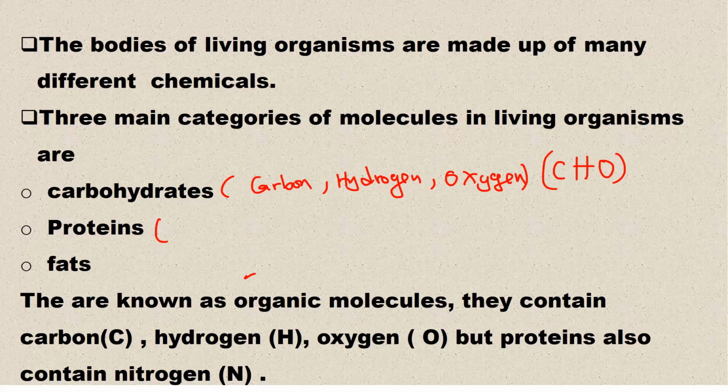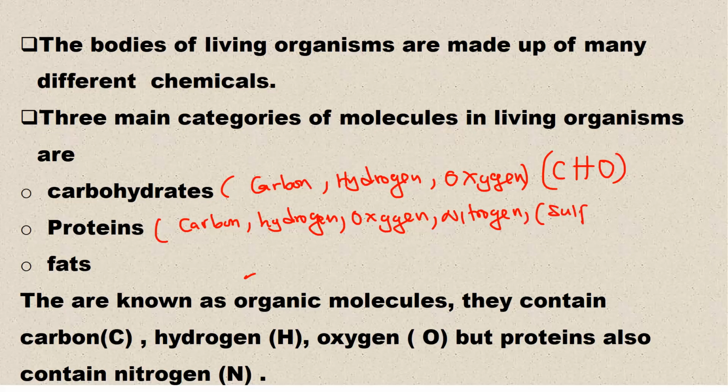Now for protein, it's made up of carbon and hydrogen. You also find oxygen. But in addition to that, proteins have nitrogen, and in some cases, sulfur. So it is very important to understand this.